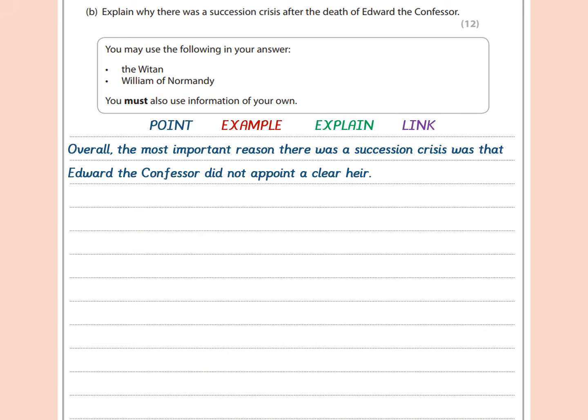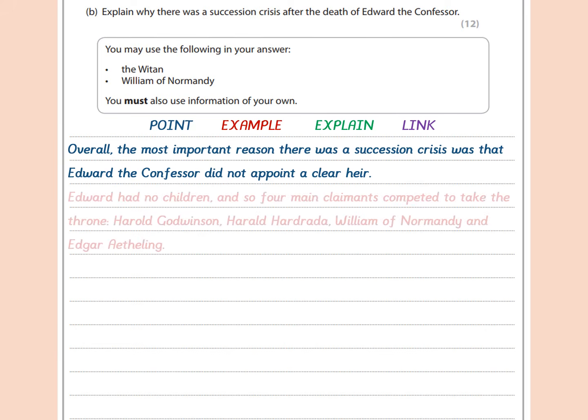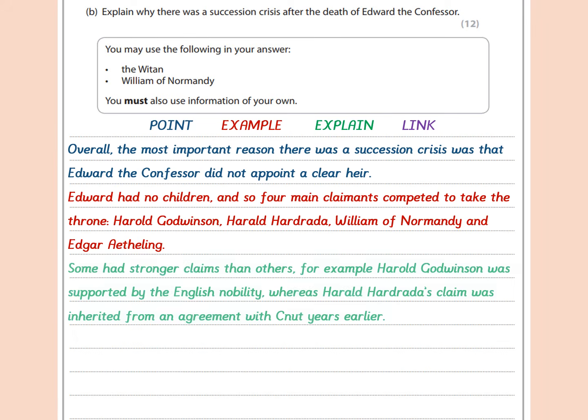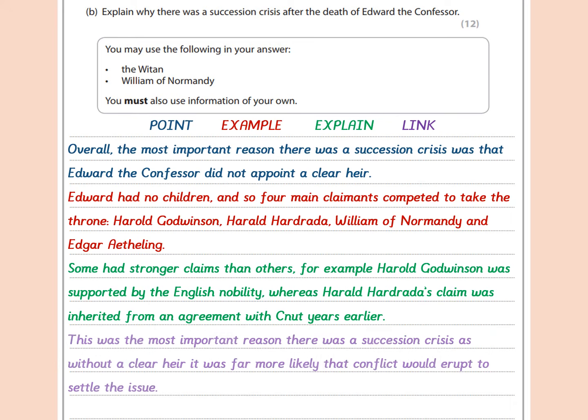Overall, the most important reason there was a succession crisis was that Edward the Confessor did not appoint a clear heir. Edward had no children, and so four main claimants competed to take the throne: Harold Godwinson, Harold Hardrada, William of Normandy, and Edgar Atheling. Some had stronger claims than others. For example, Harold Godwinson was supported by the English nobility, whereas Harold Hardrada's claim was inherited from an agreement with Canute years earlier. This was the most important reason there was a succession crisis, as without a clear heir, it was far more likely that conflict would erupt to settle the issue.